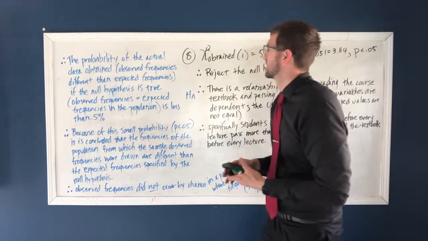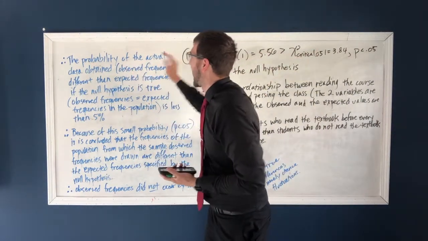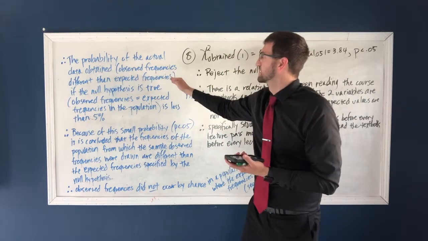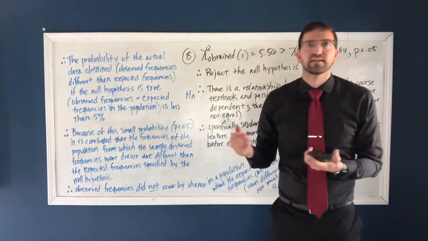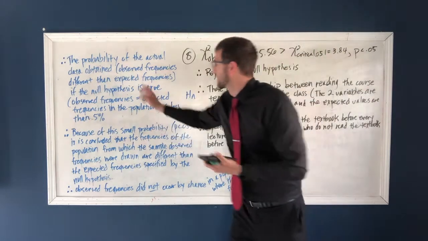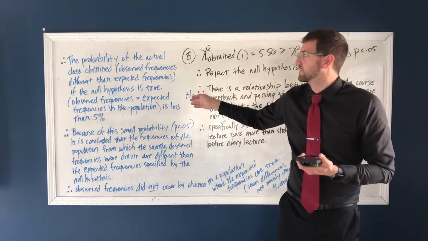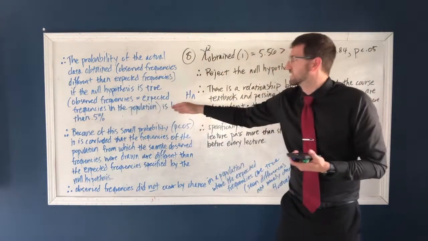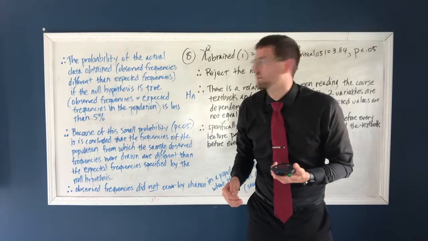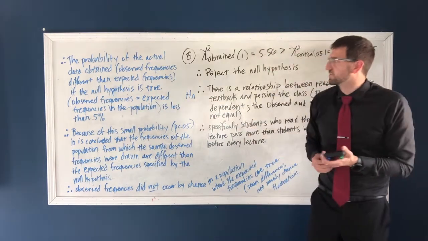Okay, perfect. So the probability of the actual data obtained, so seeing that the observed frequencies are different than the expected frequencies, okay? If the null hypothesis is true, the observed frequencies are equal to the expected frequencies in the population, okay, is less than 5%.